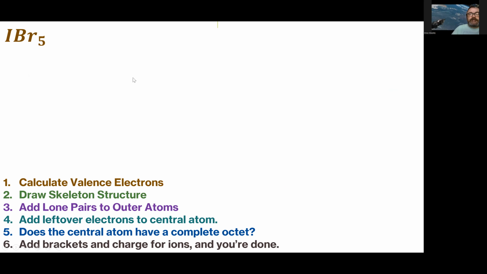IBr5. Okay. So let's take a stab at this, IBr5. All of these are group 7, so we're going to have 6 atoms times 7 valence electrons. 6 times 7 is 42.